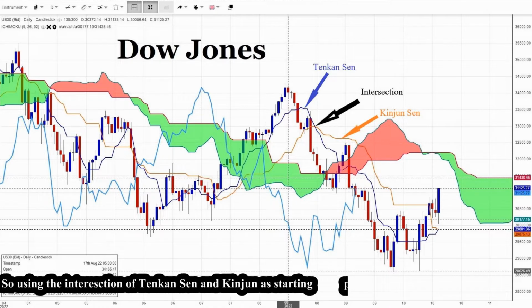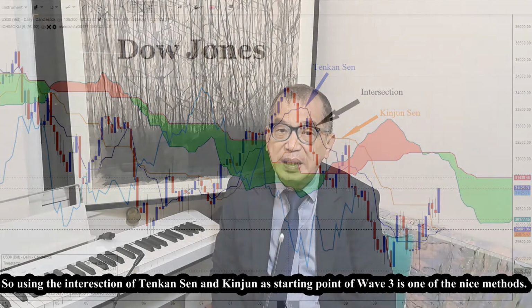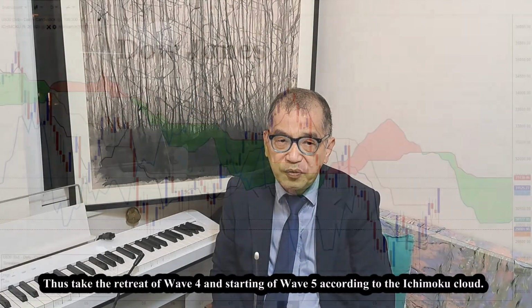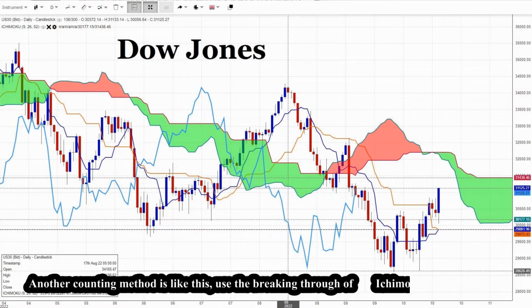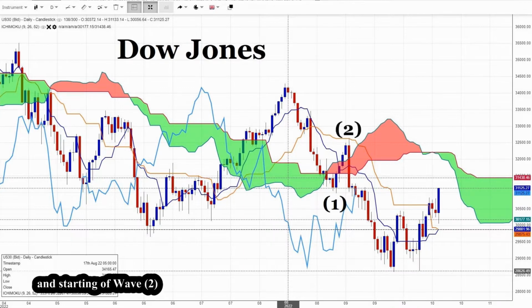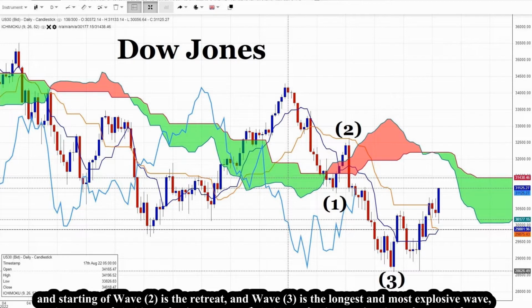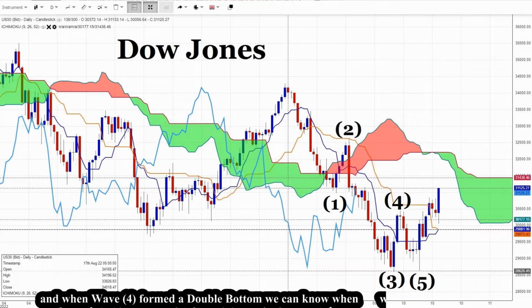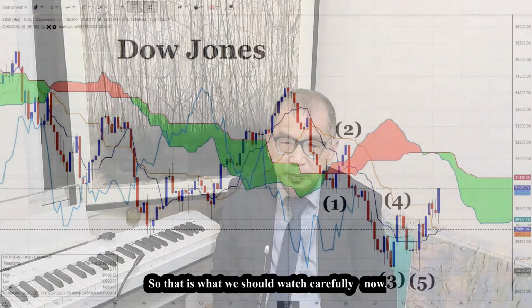So using the intersection of Tenkan Sen and Kinjun Sen as the starting point of wave 3 is one of the nice methods. Let's take the retreat as wave 4 and the starting of wave 5 according to the Ichimoku cloud. Another counting method is like this. Use the breaking through of the Ichimoku cloud as wave 1, the starting of wave 2 is the retreat, wave 3 is the longest and most explosive wave, and wave 4 forms a double bottom. We can know when the truncation ends. So that is what we should watch carefully now.